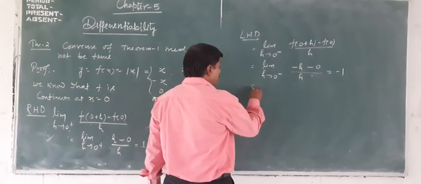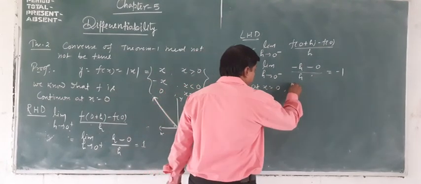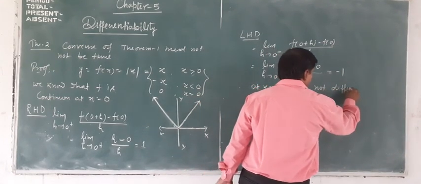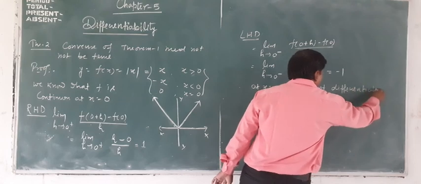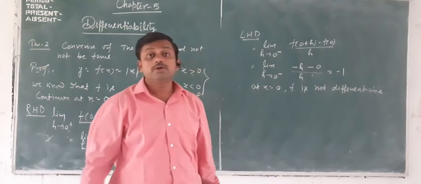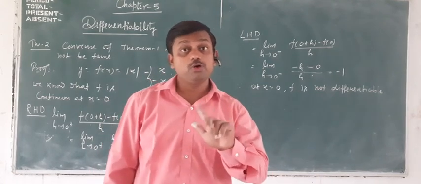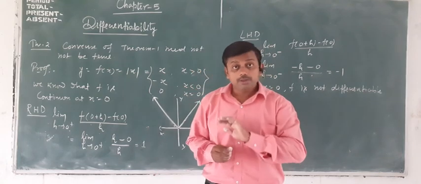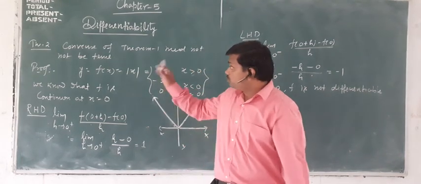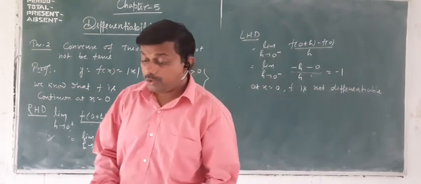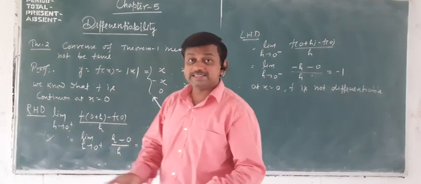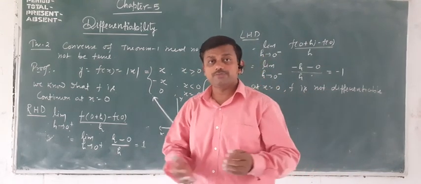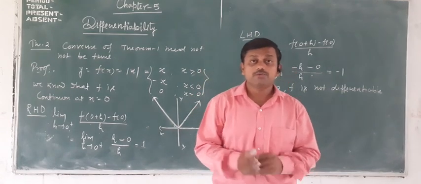So therefore at x equal to 0, f is not differentiable. So this is the example of a function which is continuous but not differentiable. So it means a continuous function may be differentiable but not every time. So this is the next theorem. In my next video we shall discuss how to find the derivative of some different types of functions. Thank you all for watching this video. Thank you.